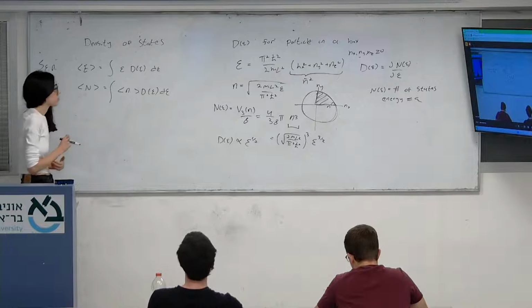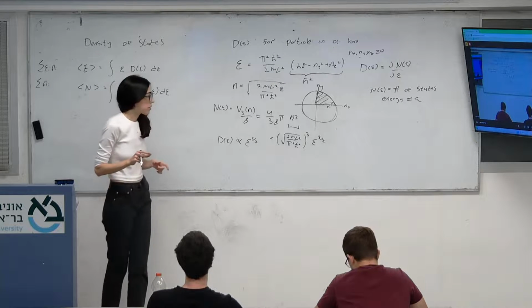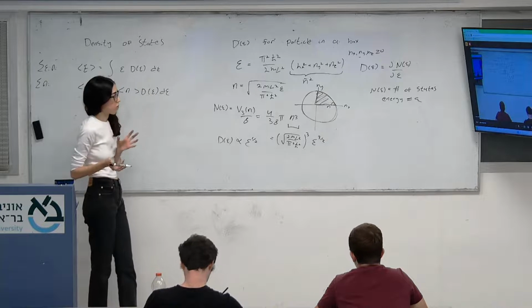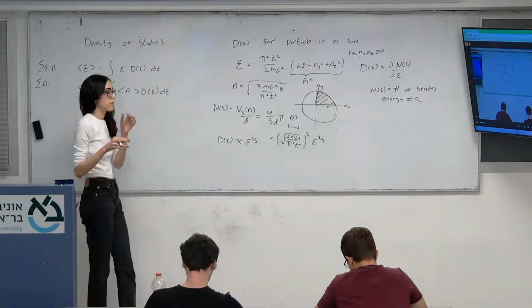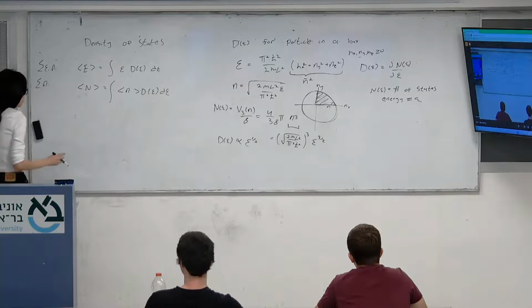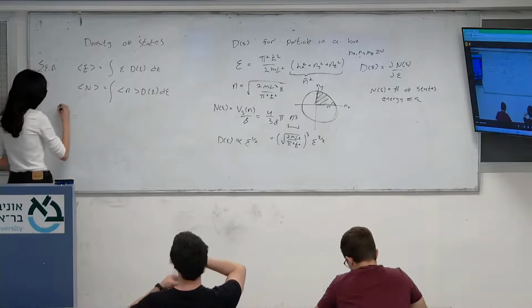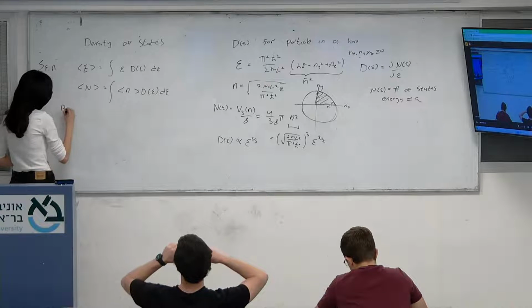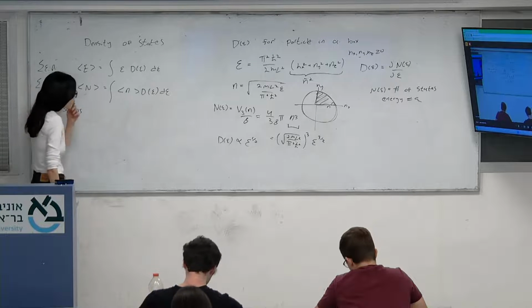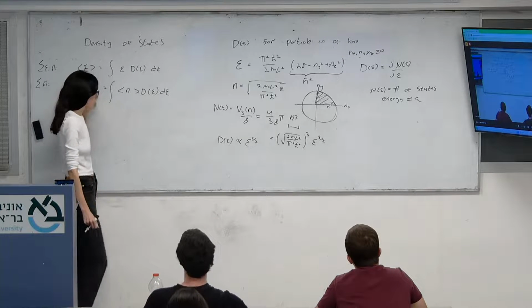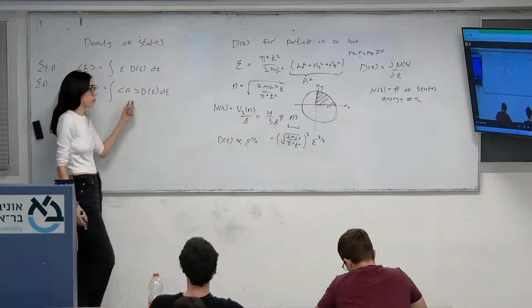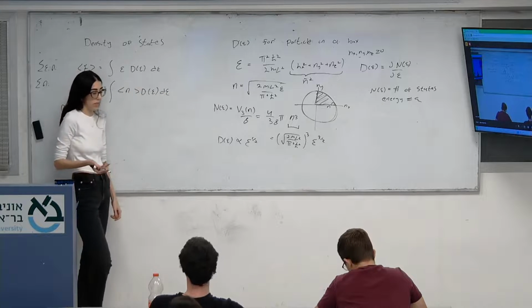Okay, so the last part. Let's talk about what happened from a physical point of view. First of all, for bosons, this function, we can calculate everything explicitly, and we can solve this integral numerically.